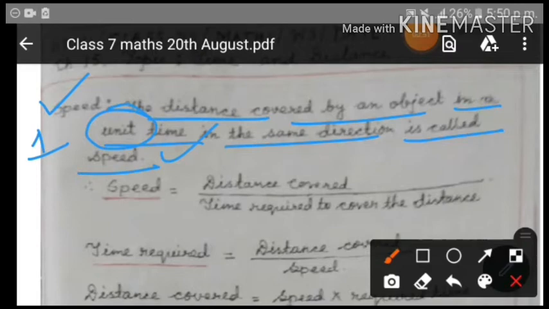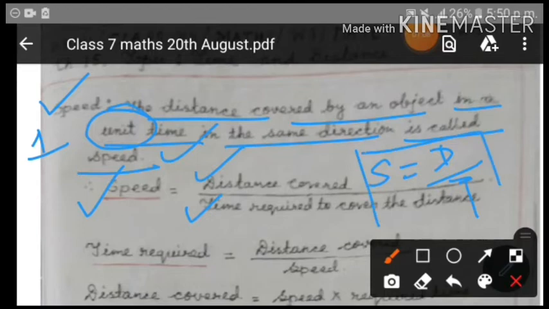And what is the relationship between distance, time and speed? We know speed equals distance covered by time required to cover the distance. So we can say that speed is equal to distance by time. This is the relationship between speed, distance and time.